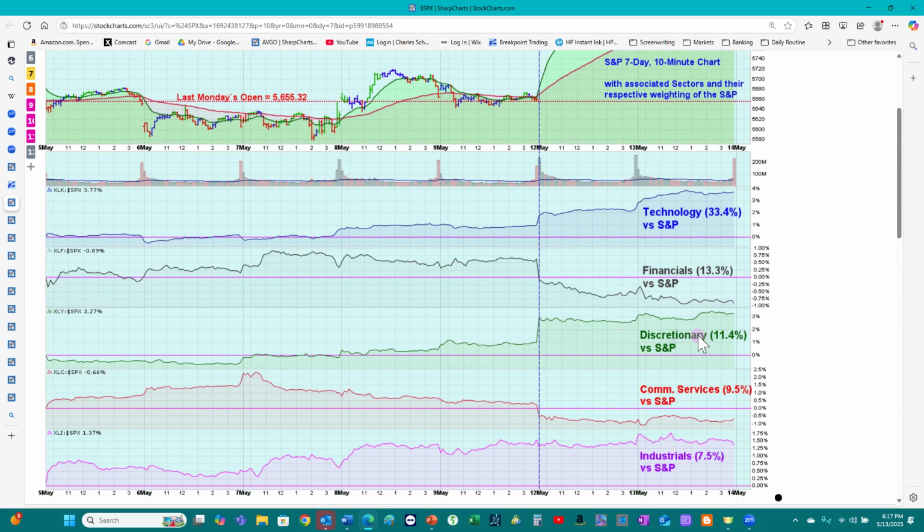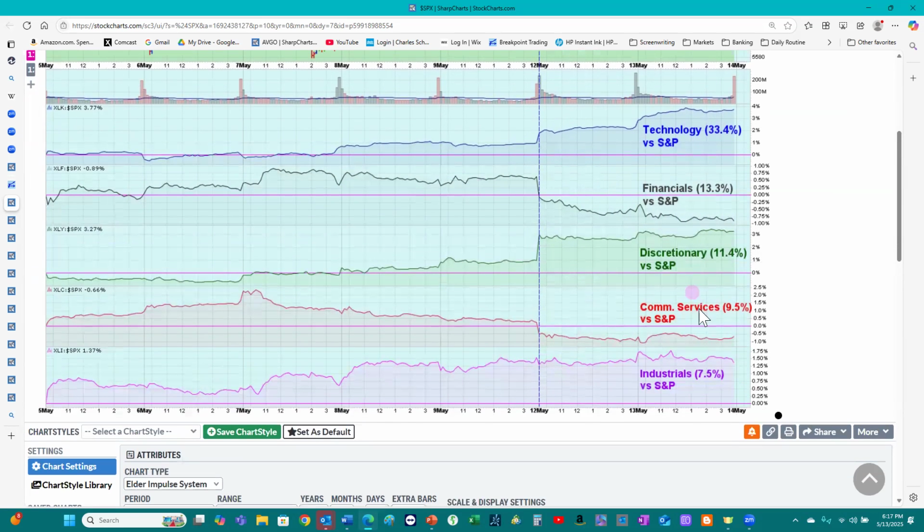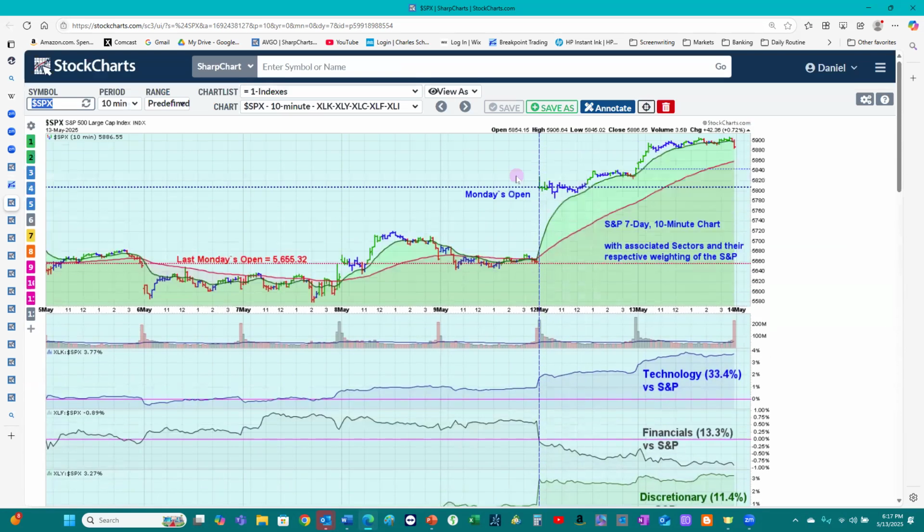Discretionary is looking great. That's an aggressive one. Communication services, which is where Google is, and Google makes up a big part of that one. It's been coming down because of Google. And industrials, which have been really the strongest sector lately, industrials continue to outperform and continue to move higher.